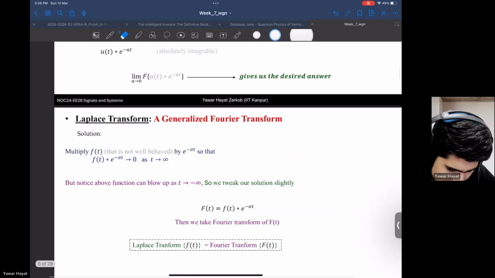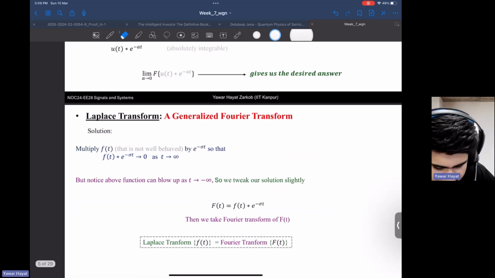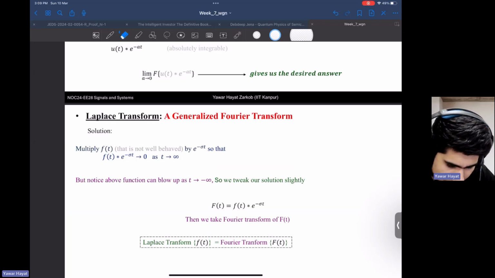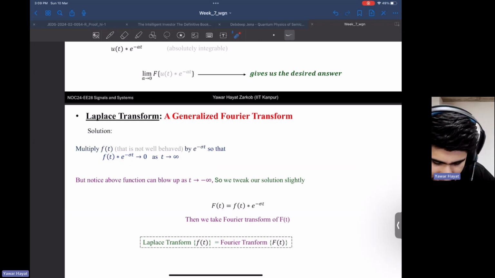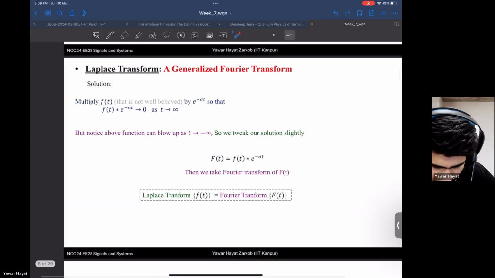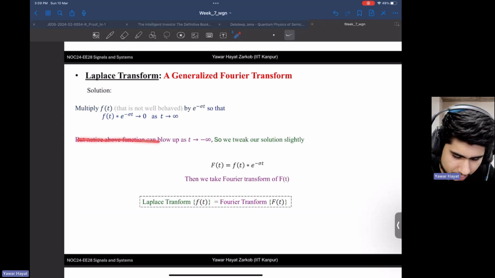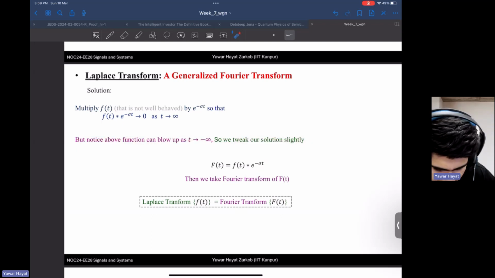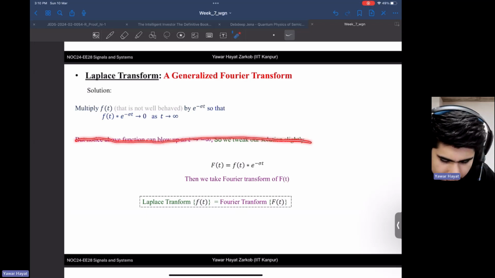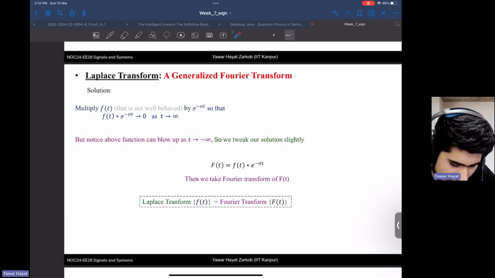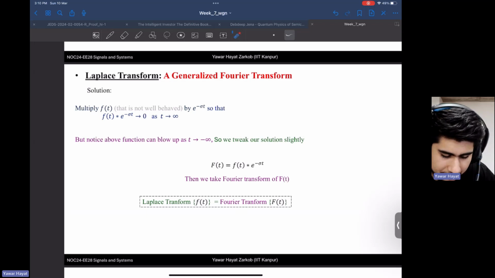But you'll notice that the above equation can still blow up as t tends to minus infinity, because this factor would blow up as t tends to minus infinity. Just a second. Okay, for a while you can ignore this part. Actually this was for the unilateral Laplace transform, but ignore this. So as t tends to infinity, this f of t times exponential of minus sigma t tends to 0.